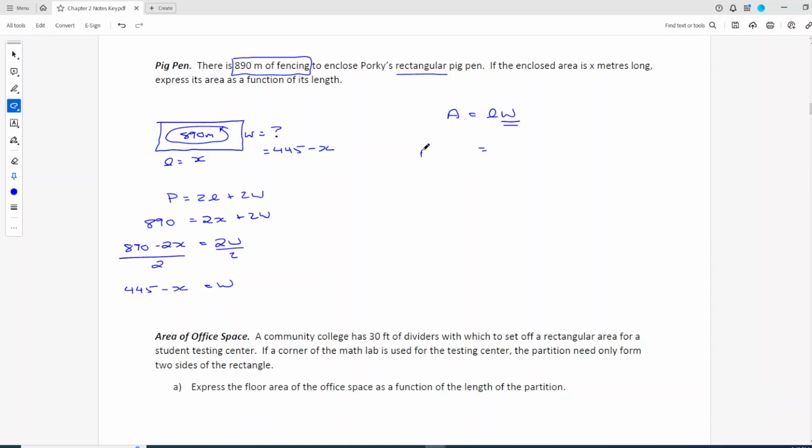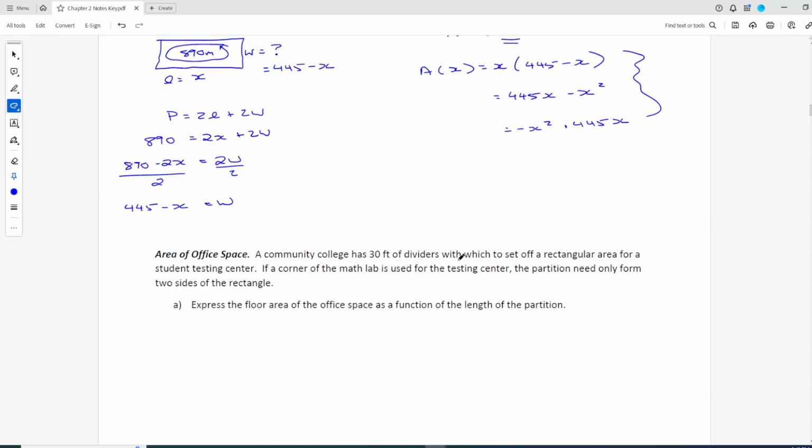So again, area as a function of x, where length is the x, and the width is 445 minus x. And again, I'm happy if you stop there, but I do think the textbook multiplies through. So 445x minus x squared, or you could answer it as negative x squared plus 445x. Totally up to you. So any 3 of these, I'm super happy with.